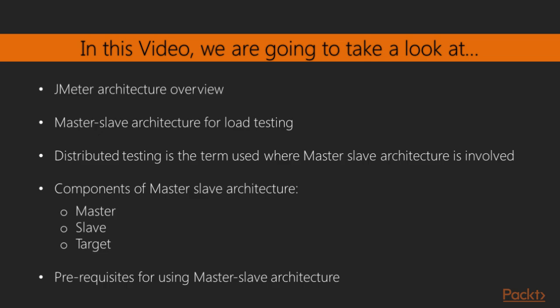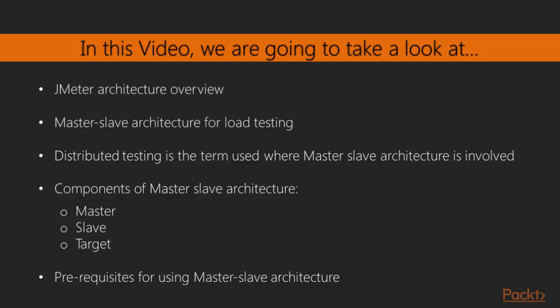Number 2, slave, the system running JMeter server, which takes commands from the GUI and sends requests to the target system. Basically, these are agent machines which are managed and controlled by the master machine. Number 3, target, the web server of the application we plan to do load tests on.